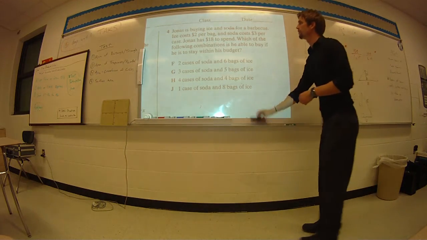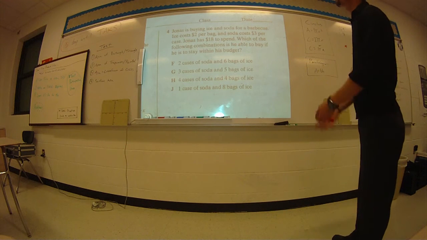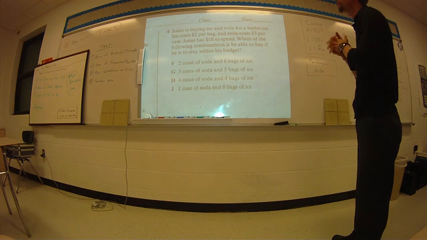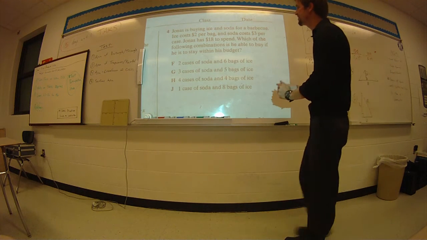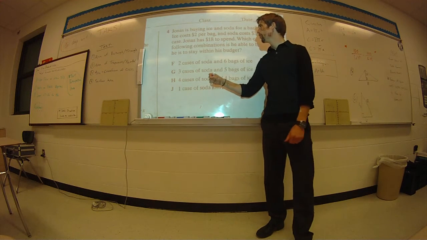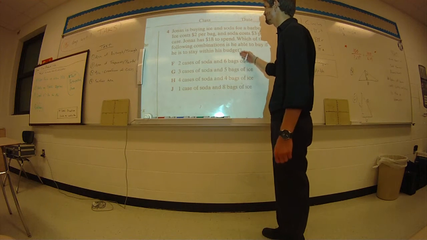All right, question 4. Jonas is buying ice and soda for a barbecue. Ice costs $2 a bag. Soda costs $3 per case. Jonas has $18 to spend. Which of the following combinations is he able to buy if he is to stay within his budget? If he stays within his budget, what does that mean? That means he either should spend less than or equal to $18, okay? So let's just look at these examples to figure out.